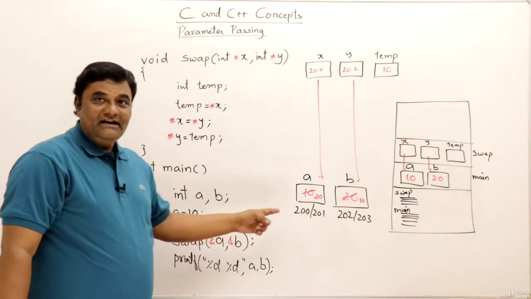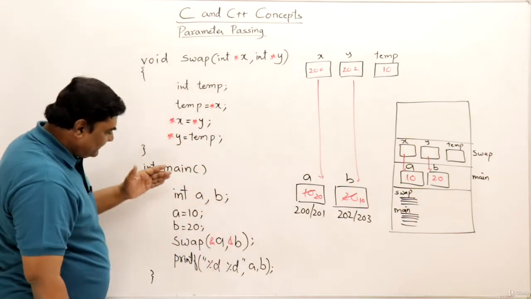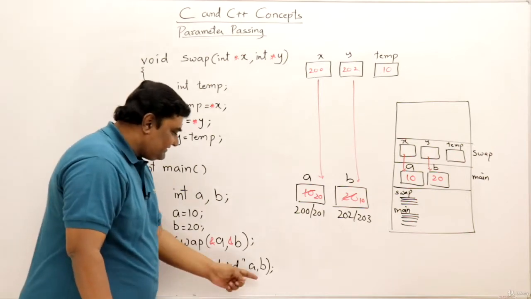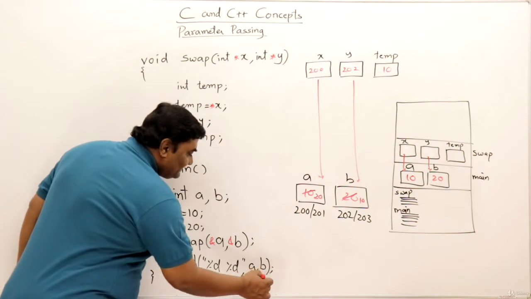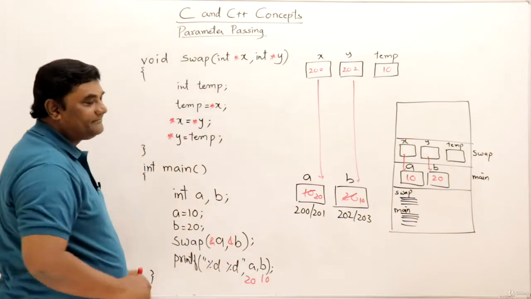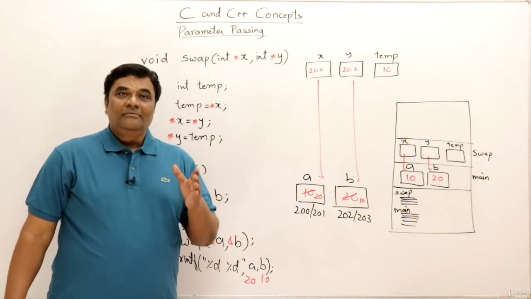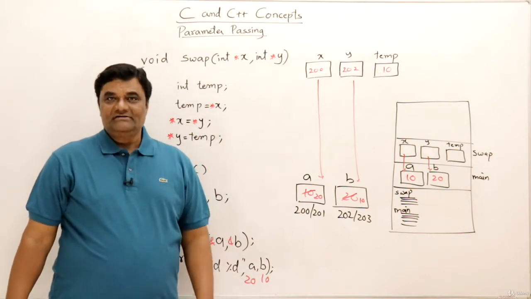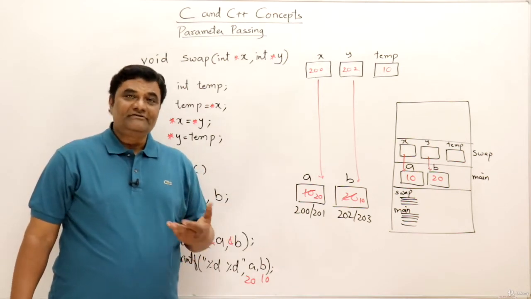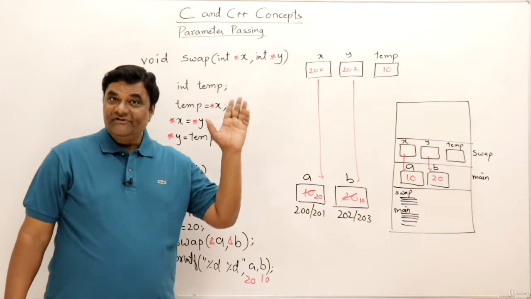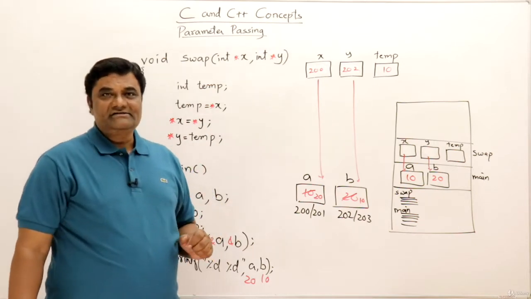Now you can see that actual variables are modified. So when the function ends, control comes back, and when it prints, the value of a is 20 and the value of b is 10. So yes, these are swapped. So call by address is a suitable mechanism for modifying the actual parameters. We will be using this type of code more frequently in our programs, so you should be familiar with this one. Call by address is more useful. So that's all about call by address.